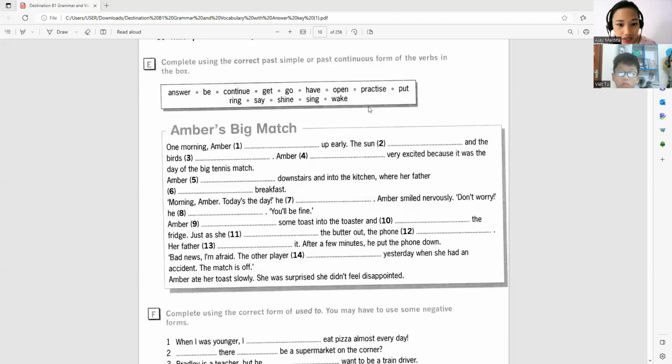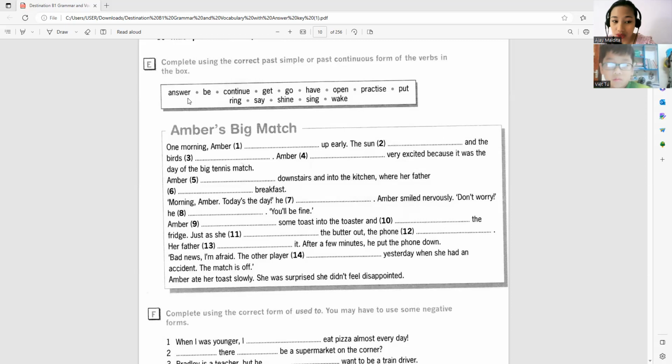Okay, so this time, V2, are you ready to study your book? Okay. So I will share my screen first. Okay, wait for a moment. This one. Can you see now? Letter E. That's letter E. Yes, I can see it now. Okay, so can you read the instruction first? Complete using the correct past simple or past continuous form of the verbs in the box. Okay, so all you need to do is to what? To correct past simple or past continuous.